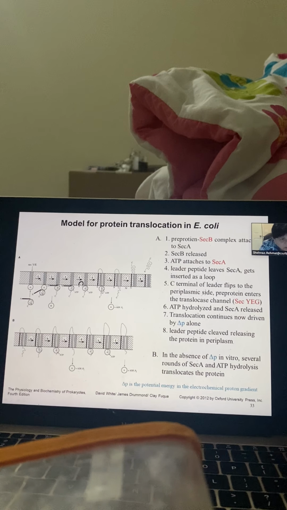This is just a model. And then the ATP breakdown occurs, and your protein is released out.